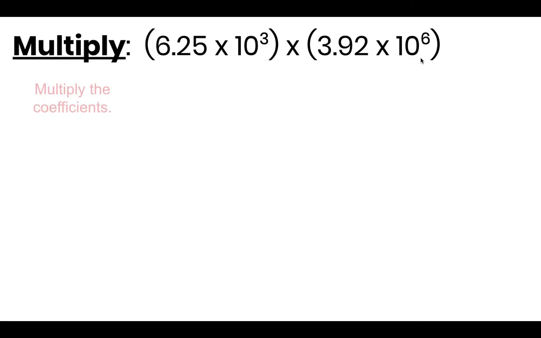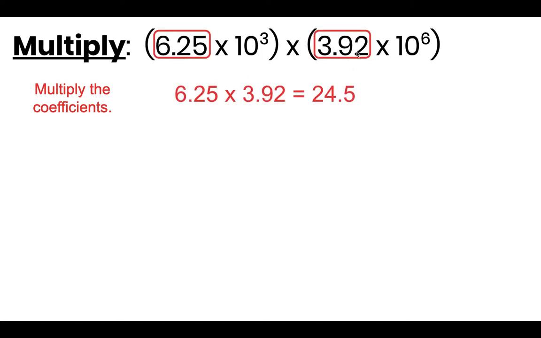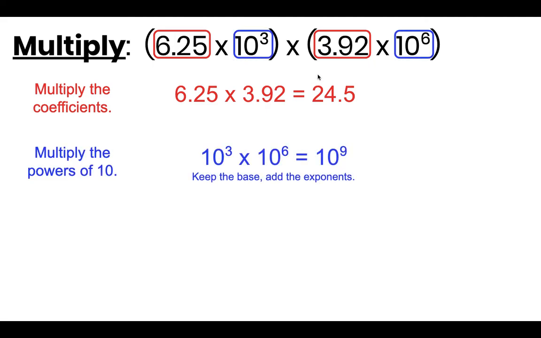Let's think of this. So first thing we need to do is multiply our coefficients. So we have 6.25 times 3.92. When we multiply that together, we get 24.5. The next thing we do is we need to multiply the powers of 10. When we multiply our powers of 10, we keep the base, but we add our exponents. So we're looking at the 3 and the 6. We keep our base of 10. 3 plus 6 is 9. And the last step is putting this all together. We're going to combine the 24.5 times 10 to the 9th.